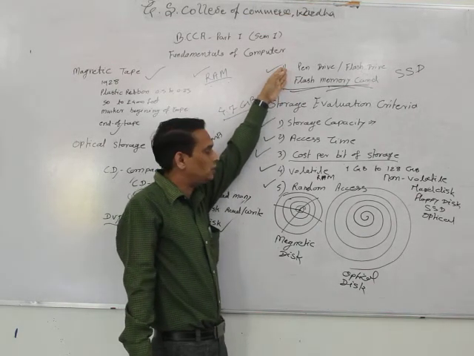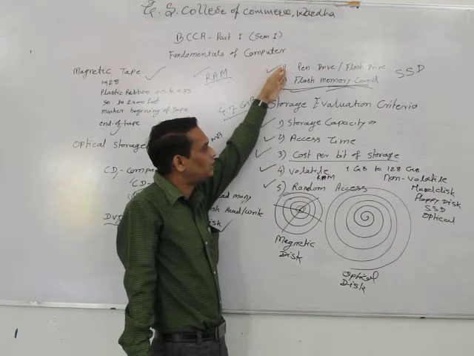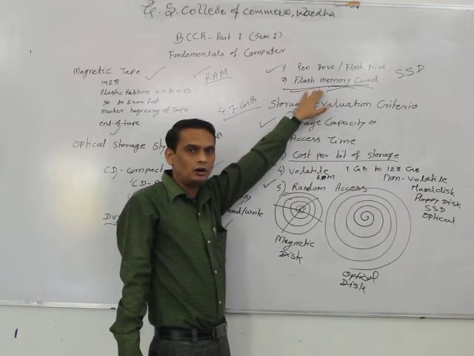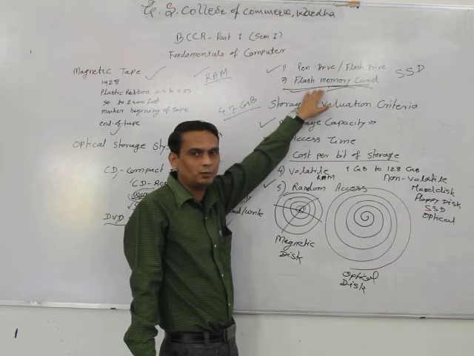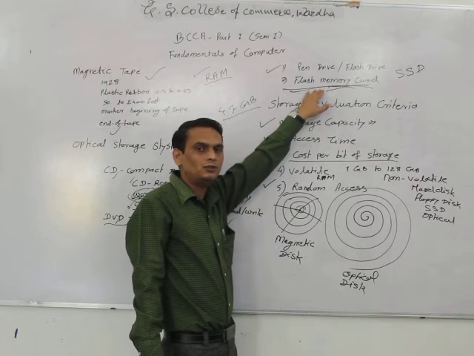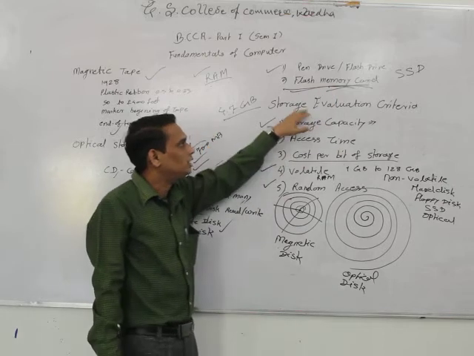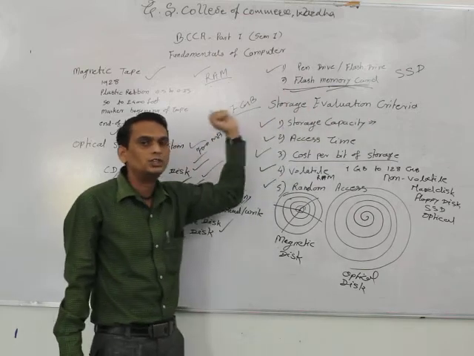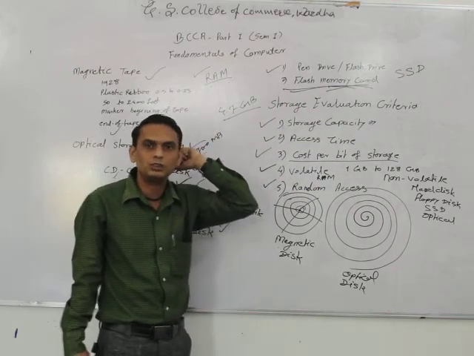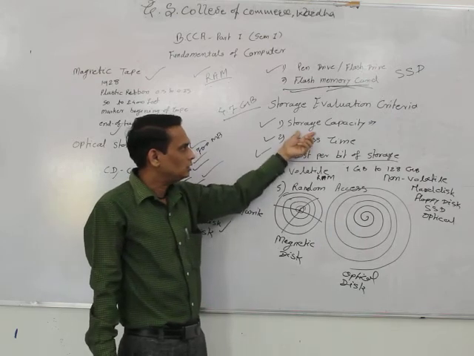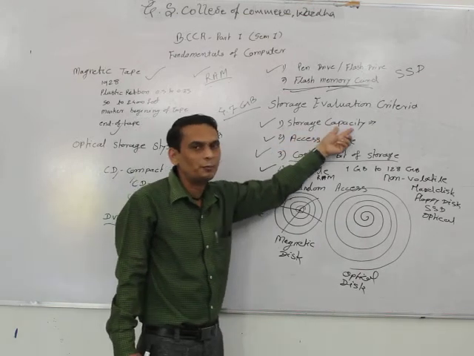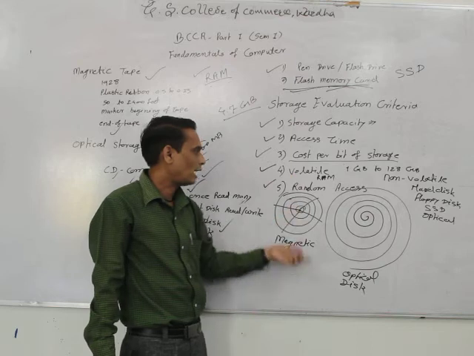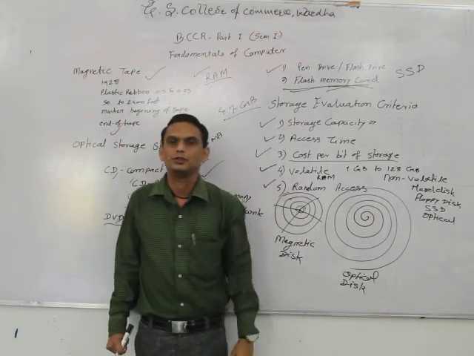It comes in different shapes and sizes, and its capacity is 1 GB to 128 GB, same as the memory card or flash memory card, which is used in a digital camera, laptop or any device where we can store data. Then when we want to use these systems, we have some evaluation criteria to decide which type of device we should use. The criteria are storage capacity, access time, cost per bit of storage, volatility and random access method. Okay, thank you.